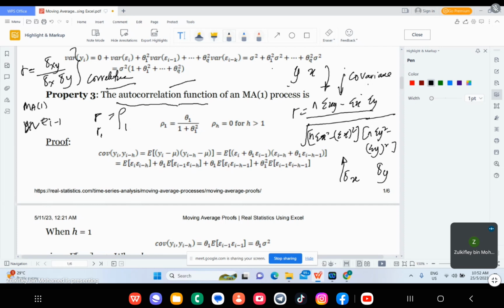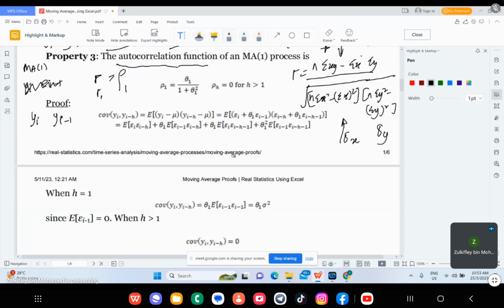Meaning, if you want to find the autocorrelation, we are not looking for Yi with epsilon i minus 1. I want to find the autocorrelation between Yi and Yi minus 1. This is MA1's autocorrelation. Meaning the autocorrelation of Yi and Yi minus 1.